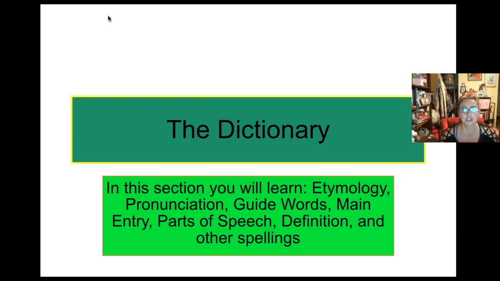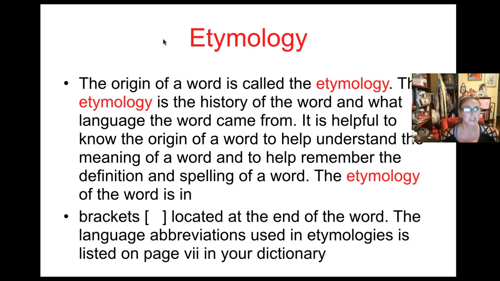So in this section you'll learn different parts of a dictionary: the etymology, pronunciation, guide words, main entry, parts of speech, definition, and other spellings. So the first thing I want to talk about is called etymology. The origin of a word is called etymology. The etymology is the history of the word and what language the word came from.